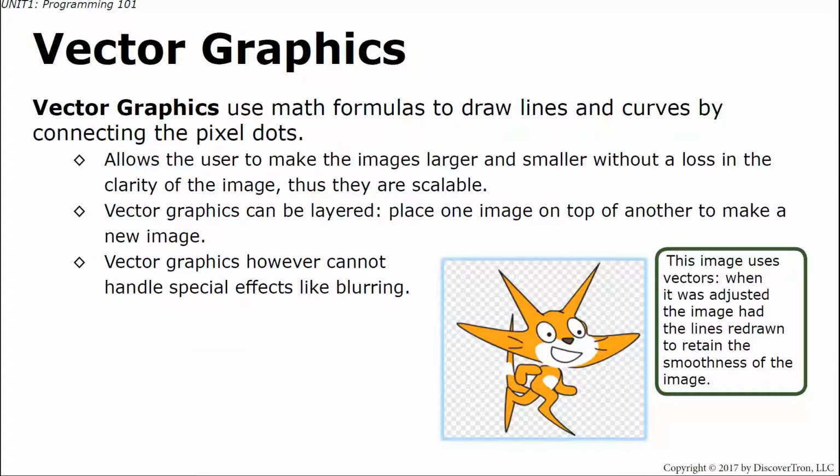Opposite of raster graphics are vector graphics. Vector graphics use math formulas to draw lines and curves by connecting the pixel dots. This allows the user to make images larger and smaller without a loss in the clarity of the image, and they are very scalable. Vector graphics can be layered. You can place one image on top of another to make a new image, but vector graphics cannot handle special effects like blurring.